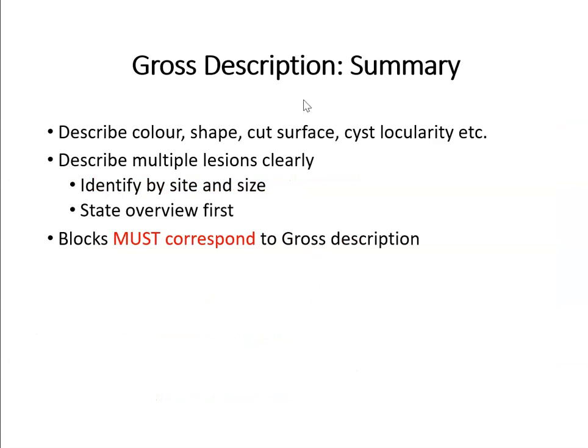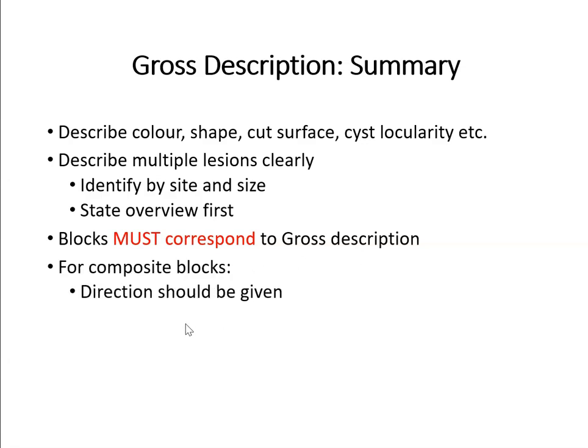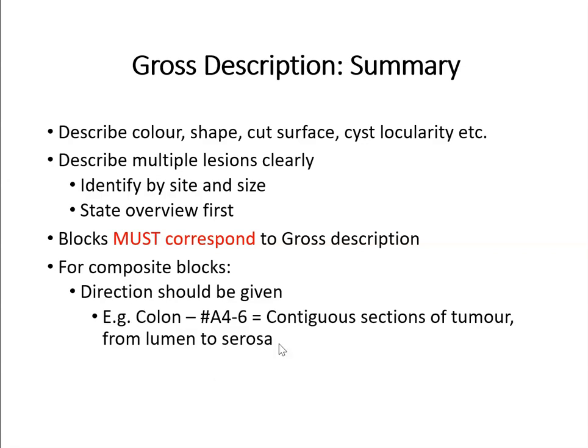So in summary, for gross description, describe as much as you can: the color, the shape, the cut surface, locularity of cysts. Describe multiple lesions very clearly, identifying them by site and size. State an overview first, if possible. And I cannot overstress the importance of blocks corresponding to the gross description. For composite blocks, it is very helpful to give the direction, anterior to posterior, superior to inferior, etc., in order for the person who is reporting the microscopy to visualize the sampling a lot more easily.